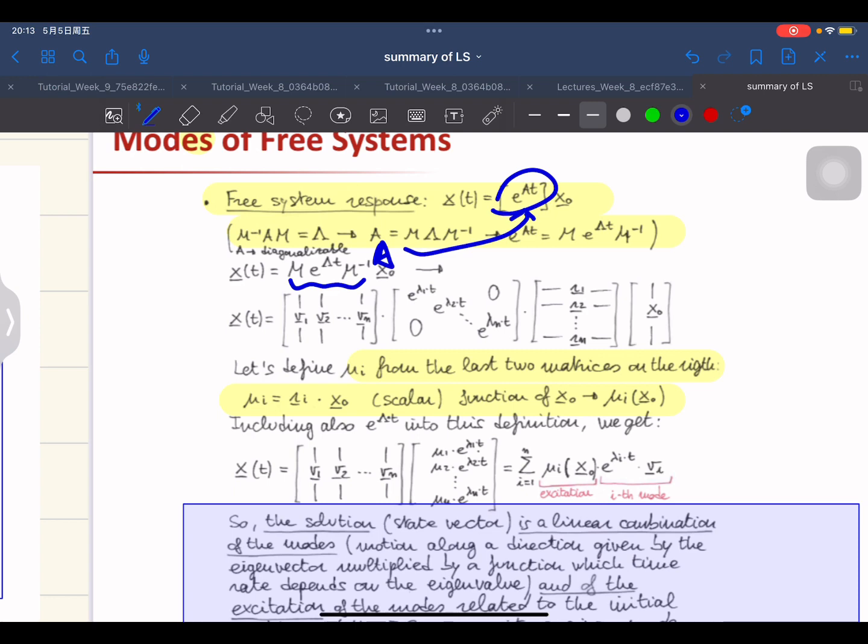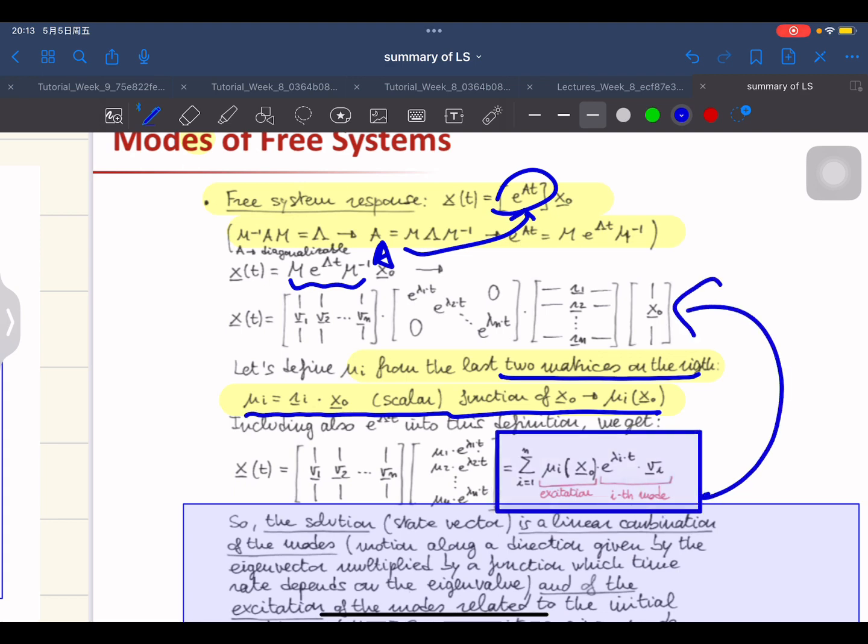Let's define u_i from the last two matrices. It will become this one. The function will become this one, including also e to the lambda t. Into this definition, we can get the final answer. Okay, we conclude this one into this sum equation.